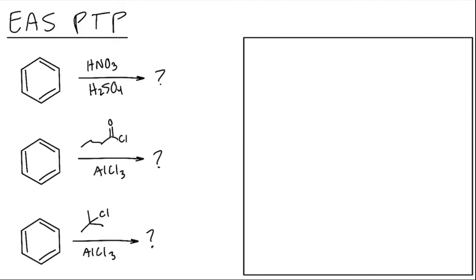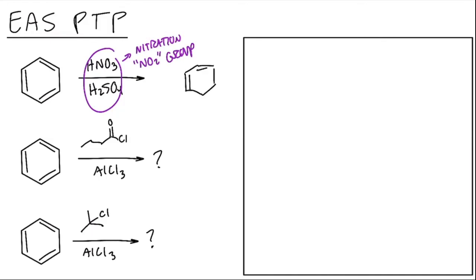but it doesn't really matter for just benzene. So when we start off with this top one, HNO3 and H2SO4, the NO3 there should be your key that we're going to put on a nitro group. So we can go ahead and put that anywhere on our benzene ring. For PTP reactions, remember, you don't need to draw the entire mechanism. All I need is the product. So in that case, we make a nitrobenzene.